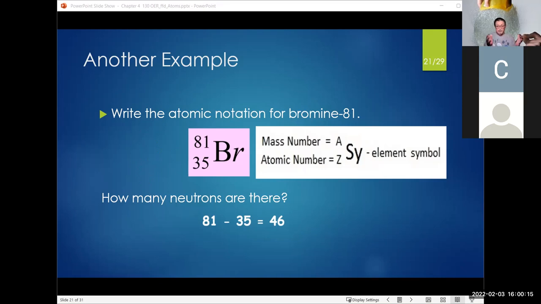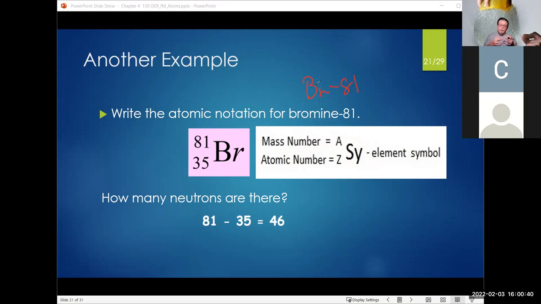Now, at this point in time, you really don't have to memorize anything. We're using the periodic table, we're going to go find the elements. Obviously, you'll become familiar with the elements with time, find out where it's at, find its atomic number. If they're giving you bromine 81, sometimes, occasionally, you may see it written as Br-81, okay? So that's bromine 81, same thing.